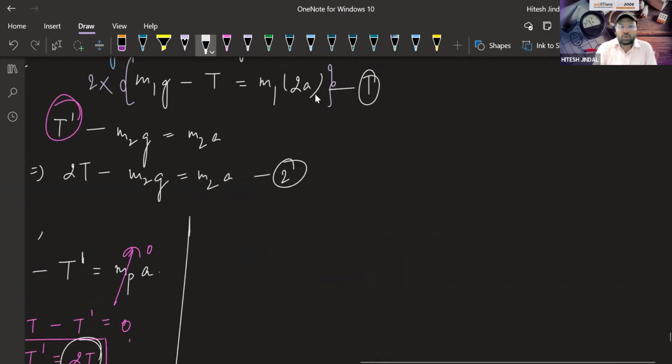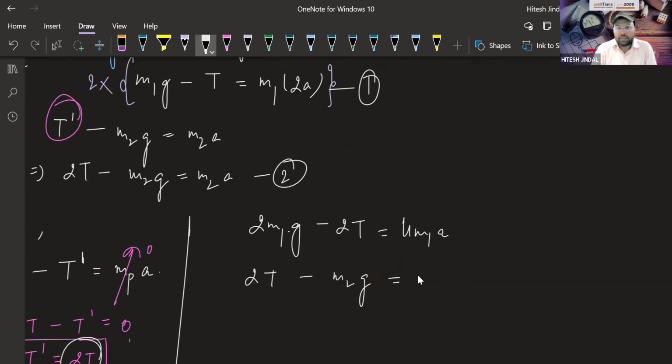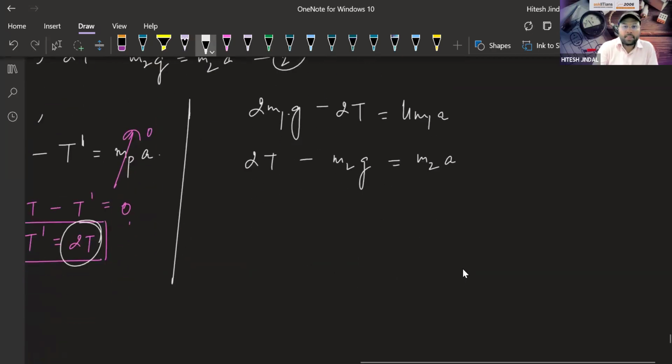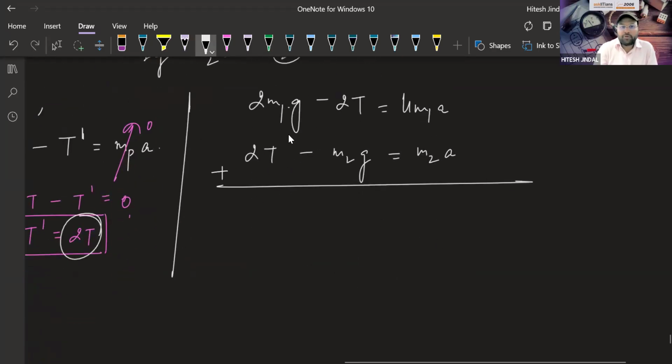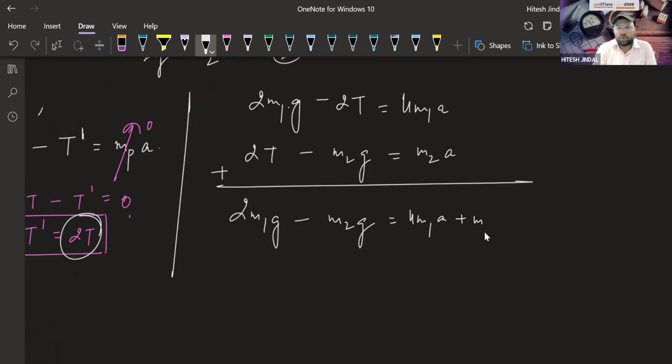So you see how the first equation now becomes 2m1g minus 2T is equal to 4m1a. And then I'm adding it with 2T minus m2g is equal to m2a. Right? I'll just add it. If I add it, this minus 2T and 2T will get cancelled out. It would be 2m1g minus m2g is equal to 4m1a plus m2a.